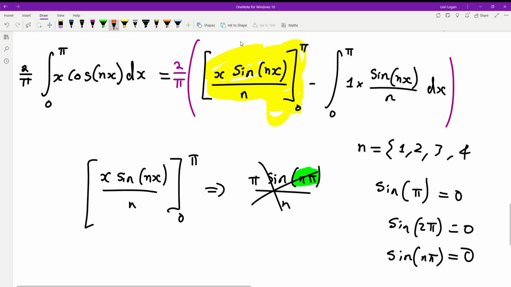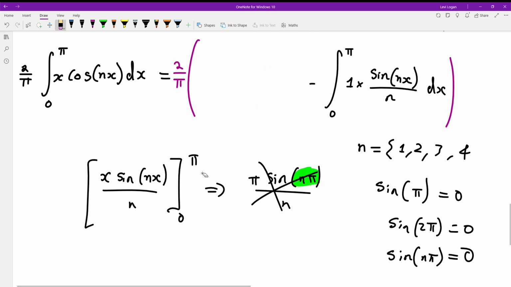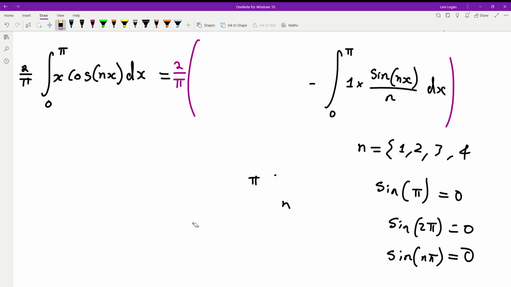So this entire part of the integration by parts is just gone, so we can rub it out straight away. All we're left with is this remaining integral here. So I'm just going to rub all this out so I have a bit of room.